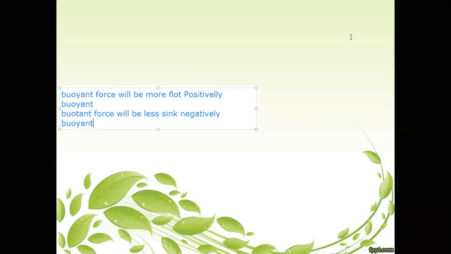If the buoyant force is more, the object floats on the liquid medium, so it is positively buoyant. If the buoyant force is less, the object sinks, so this is negatively buoyant. These are about buoyancy and the buoyant force.